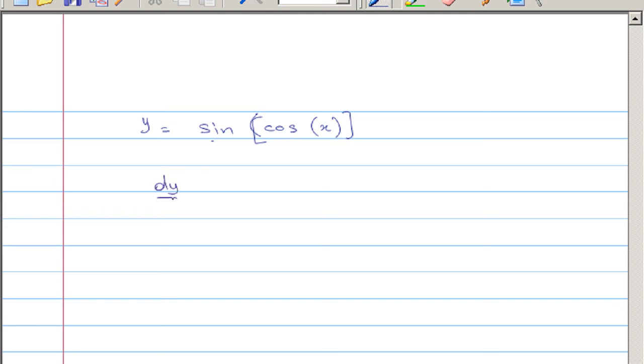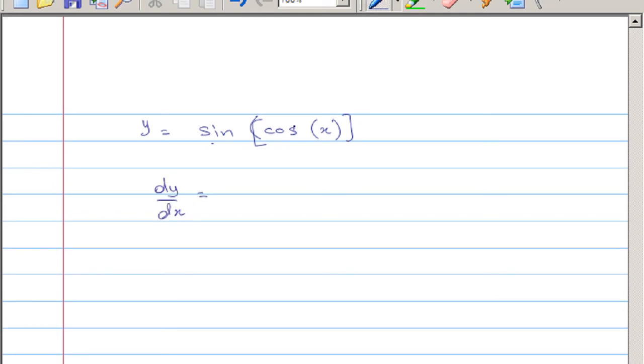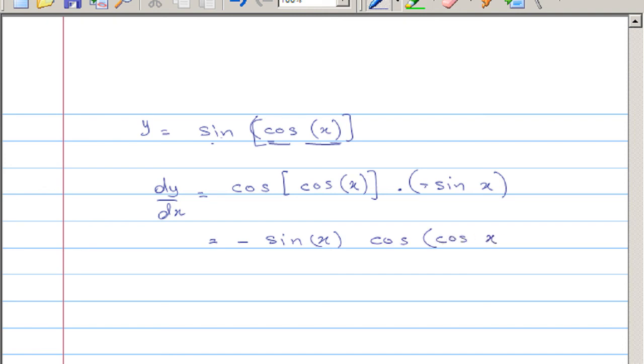So dy over dx once again will be equal to, and if you want to use the chain rule, your substitution should be t equals cos x. So I'm going to do it in one step. The derivative of sine x is cos x. So I'm going to get the cos of whatever that function is, in this case cos x itself. Then I got to multiply by the derivative of the inside part. The derivative of cos x we know is minus sine x. So I can rewrite this, bring the minus to the front, and I'll write this as minus sine x times cos of cos x.